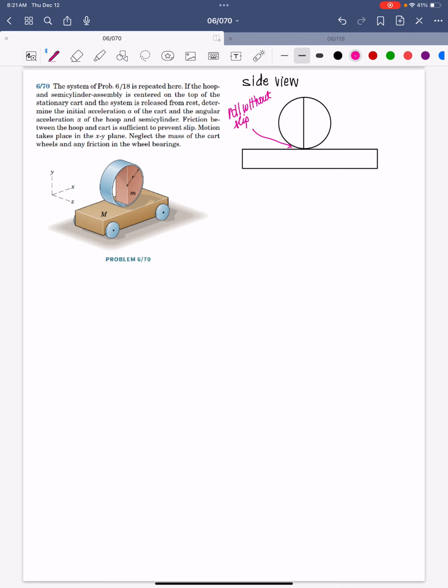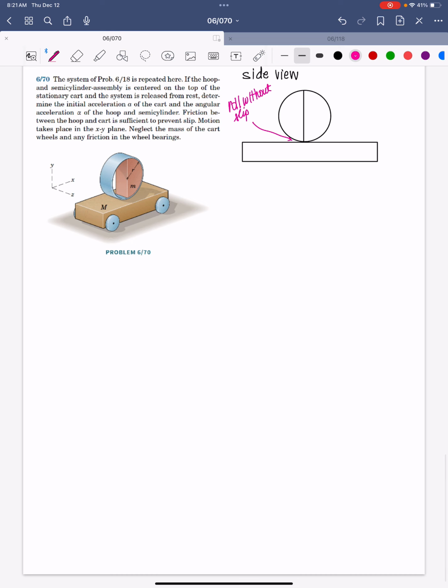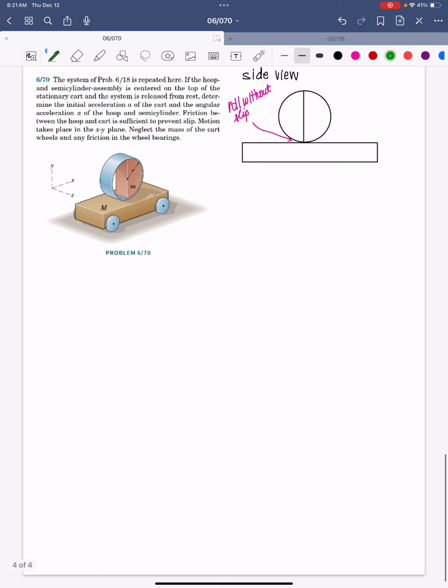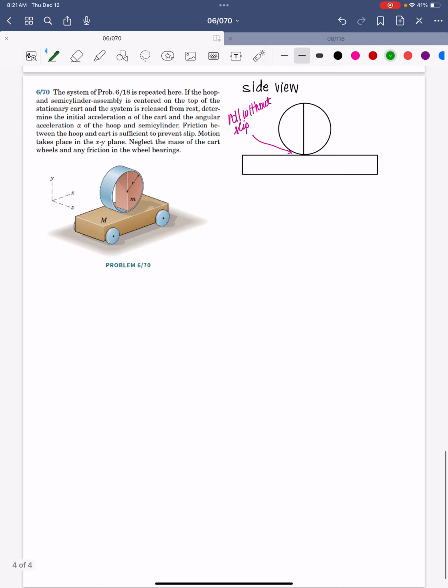So I just drew a side view here, and to understand what's happening, let's draw the free body diagram of the semi-cylinder assembly. So we have the normal force acting here, friction force, and the weight. Now the weight is not acting at the geometric center of the hoop. It's acting at the center of mass that is different from the geometric center, meaning the center of the geometry.